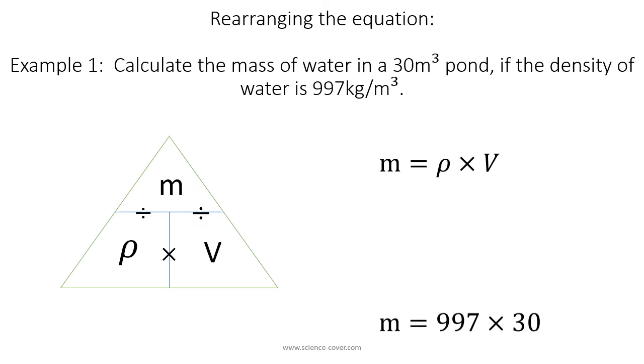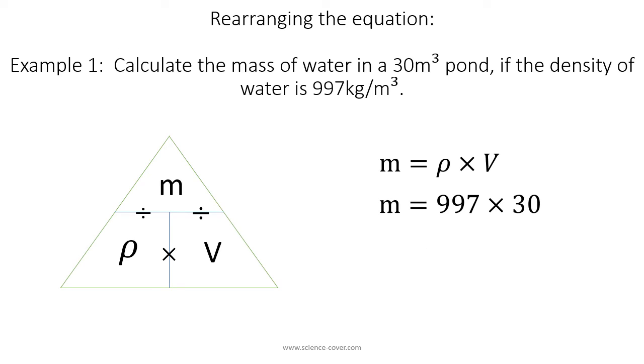So the density we're given is 997, and the water takes up 30 meters cubed. So if we multiply these together, we get 29,910 kilograms.